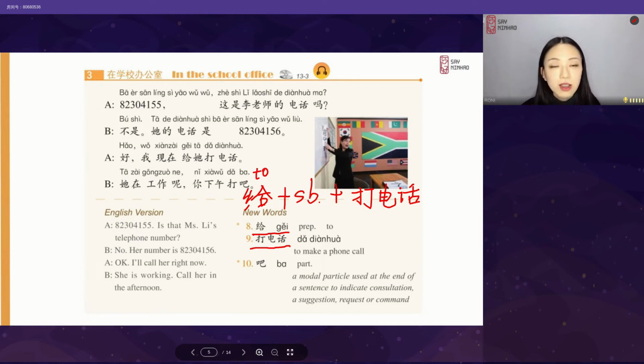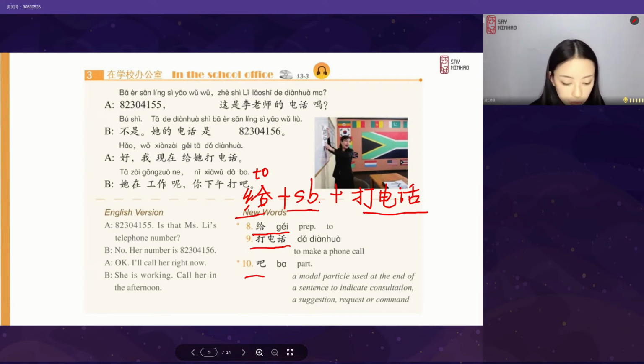And how to say call my friend. Call the friend. Just say friend. You don't need to say my friend. Call friend. It is 给朋友打电话 right? 给朋友打电话 okay? And call the teacher is 给老师打电话 right? 给老师打电话。Next one is 吧. It is a neutral tone word, okay?